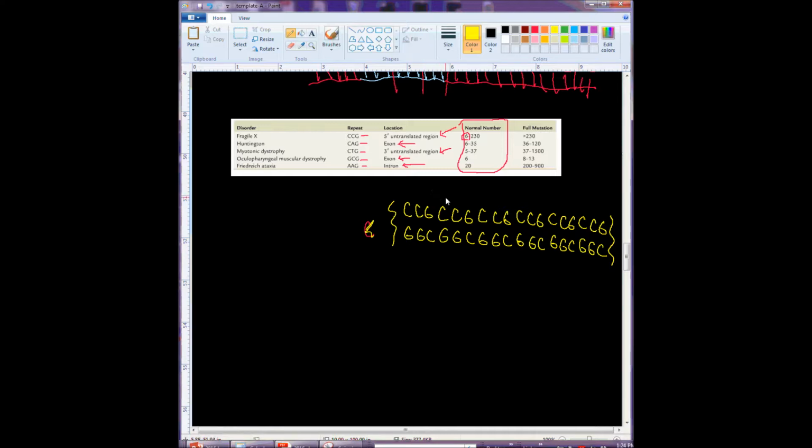But some normal people can only have 6 repeats, and some can have 230 of these and still not have the disorder. So for people with Fragile X, they tend to have more than 230 of these CCG repeats in this 5' untranslated region of the gene associated with the disorder.